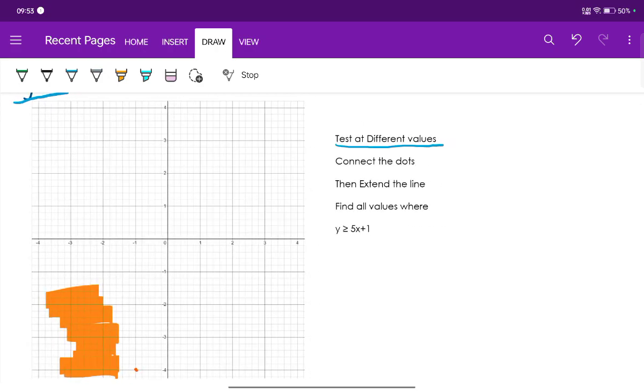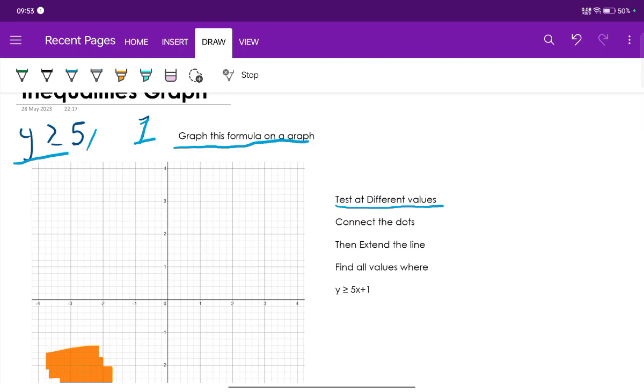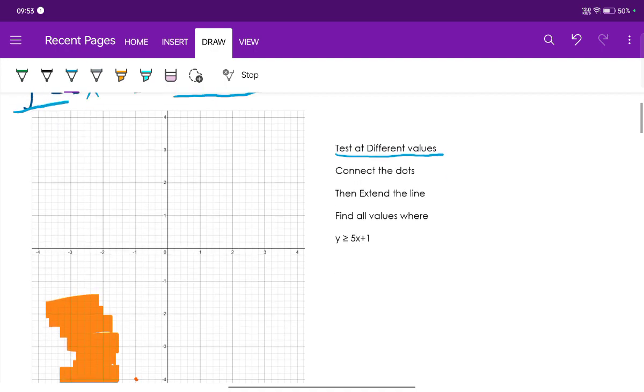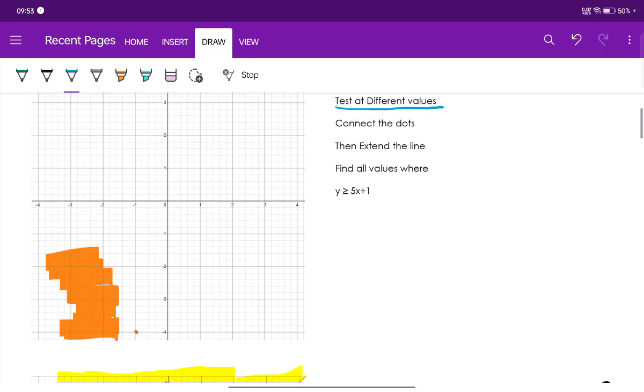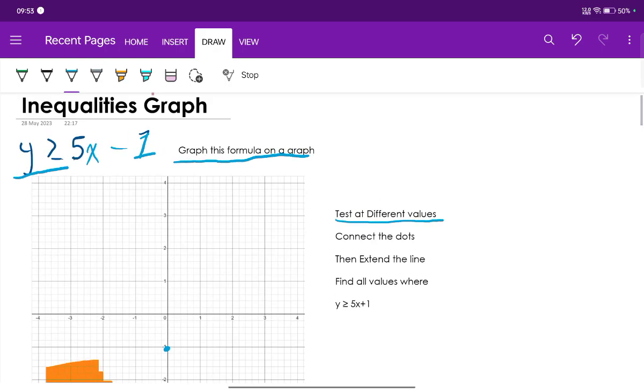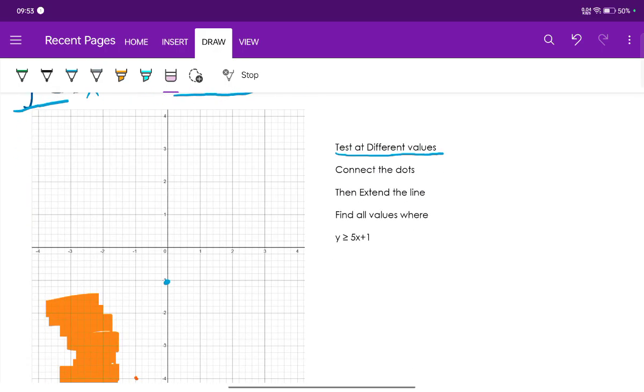So we have to test at different values. Well, let's put x at 0. When x is equal to 0, it is 5 into 0 minus 1. So it is minus 1. Our first value will come here. And then where should our second value go?